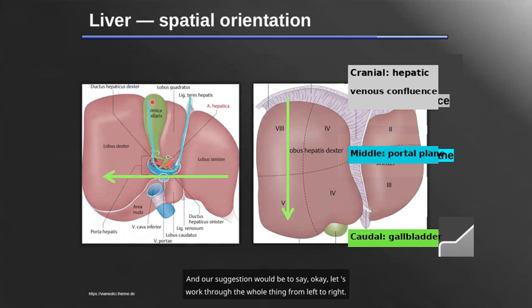And our suggestion would be to say, okay, let's work through the whole thing from left to right. There are different ideas about this. Some people start on the right side, but since we start in the upper abdomen with the pancreas and the vessels, we are already over the vessels in the mid-abdomen and effectively have the left liver there as well. So that would be our suggestion.